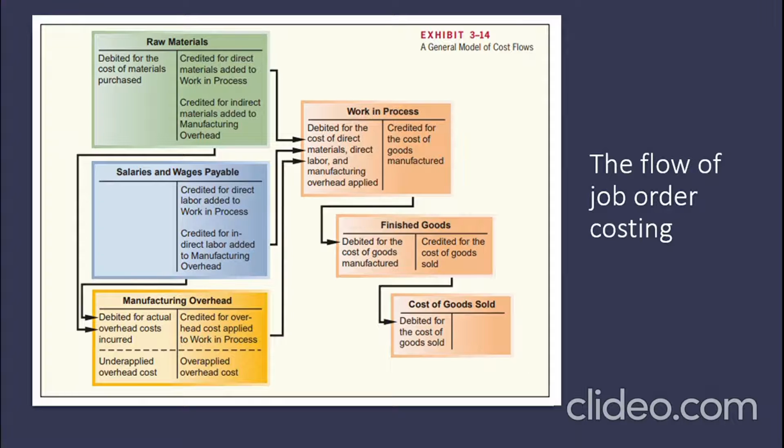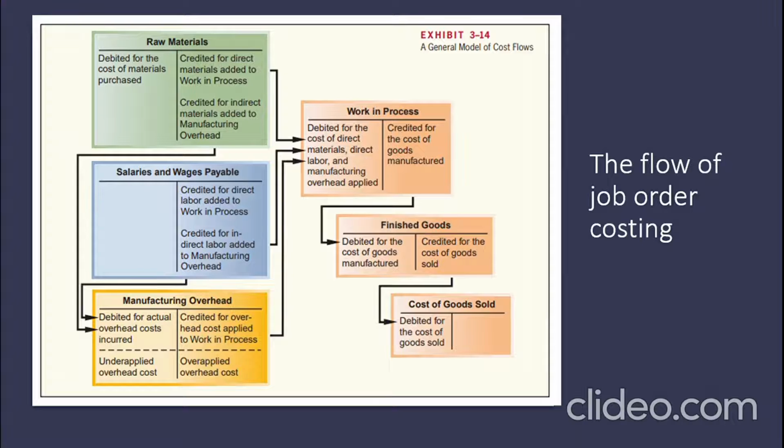Manufacturing overhead is applied to work in process using the predetermined rate, which will be covered in the next slide. The offsetting credit entry is to the manufacturing overhead control account. The cost of finished units is credited to work in process and debited to the finished goods inventory account. When units are sold, their costs are credited to finished goods and debited to cost of goods sold.